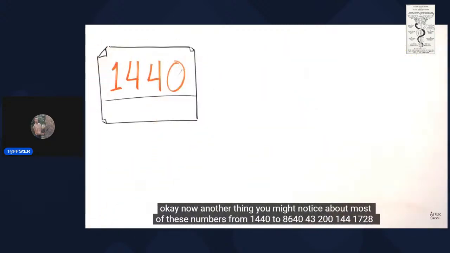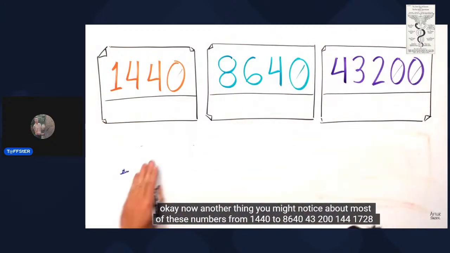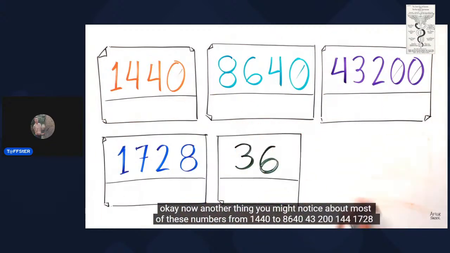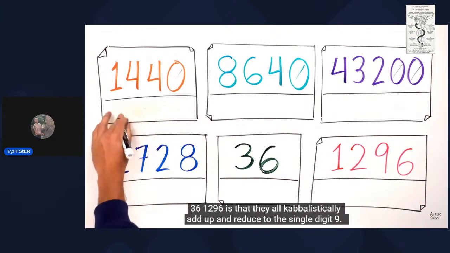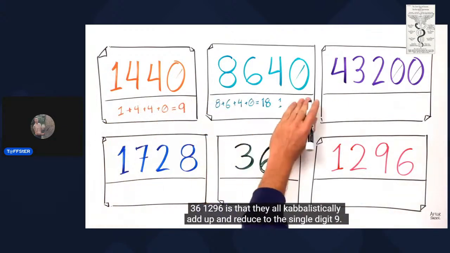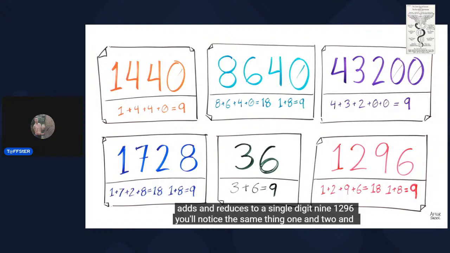Now, another thing you might notice about most of these numbers, from 1,440 to 86,400, 43,200, 144, 1,728, 1,296, is that they all Kabbalistically add up and reduce to the single digit 9. Notice that all of them. Pick any one of them, with the exception of 24, but 1,440 adds and reduces to a single digit 9. 1,296, you'll notice the same thing. 1 and 2 and 9 and 6 is 18, which adds to a 9.